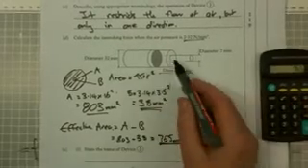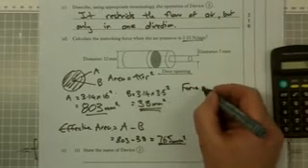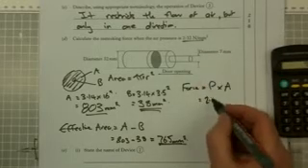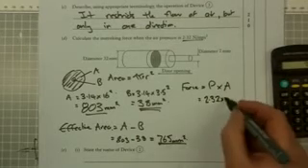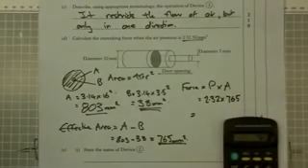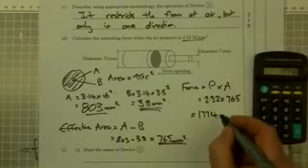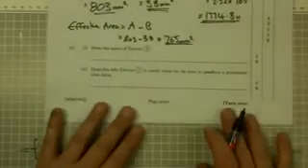Now let's look at the force. Well, the force is equal to the pressure times the area. The pressure is given to us as 2.32 and the area we've worked out is 765. 765 times 2.32 gives us a force of 1774.8 newtons.